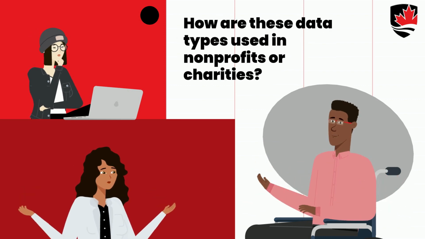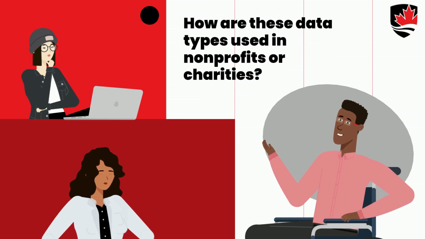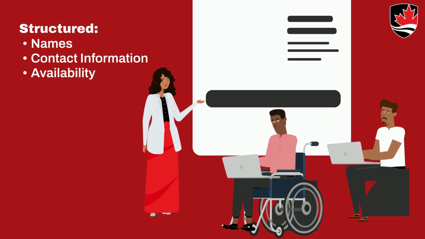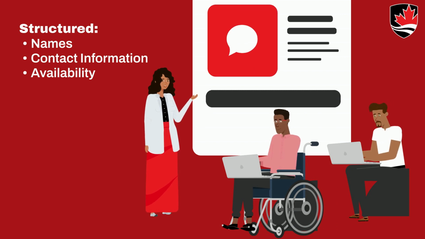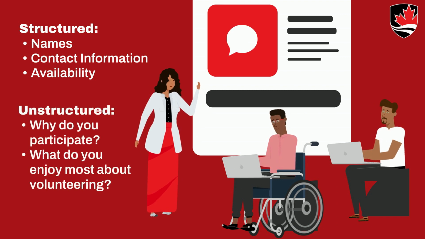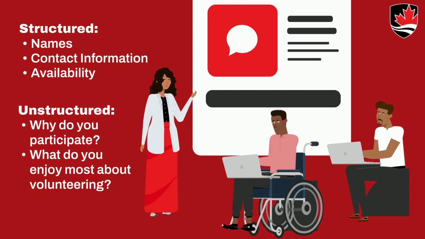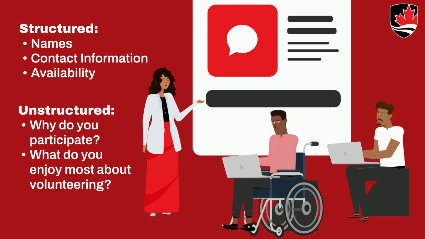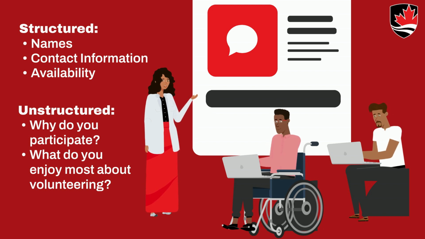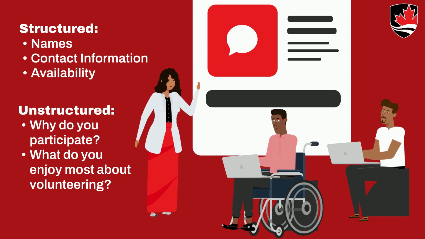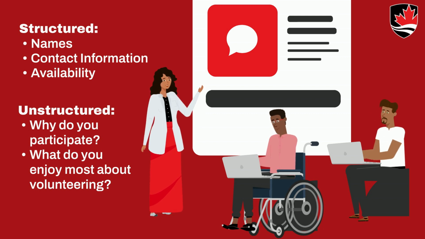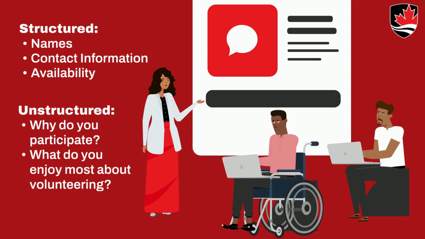Let's consider a charity that works with volunteers. They have structured data with volunteer names, contact information, and availability. They also collect unstructured data by asking volunteers why they participate. This unstructured feedback is valuable because it gives a broader picture of volunteers' motivations and preferences. It could help predict who might donate in the future based on their commitment to the cause or inform recruitment and retention initiatives in the future.